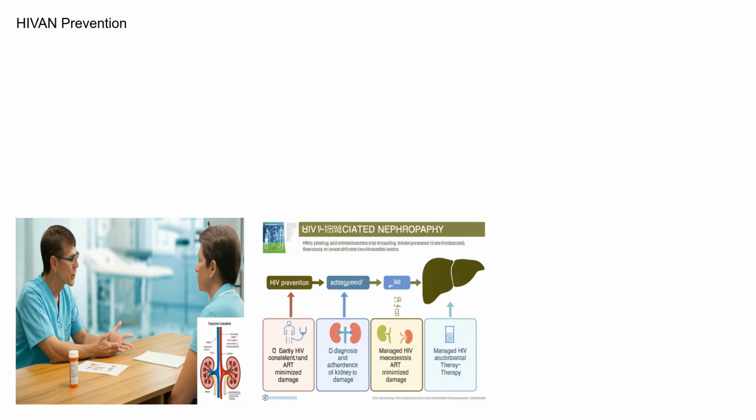The best way to prevent HIVAN is to prevent HIV infection in the first place. This involves practicing safe sex, avoiding sharing needles, and accessing pre-exposure prophylaxis, or PrEP, if you are at high risk. For individuals already living with HIV, early diagnosis and consistent adherence to antiretroviral therapy are crucial in preventing the development of HIVAN.